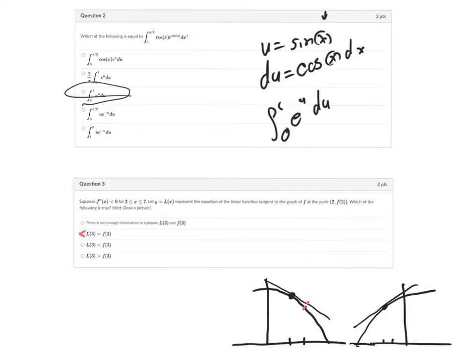Do we know L3 is less than f of 3 or L3 is greater than f of 3? Well, if we look at our pattern here, in both of these cases, we actually have f of 3 below L3, right? So if it's concave down, no matter which way it's coming concave down, if it's increasing or decreasing, we know that our f of 3 will actually be less than our L3. And so I think that's going to be our answer for this question.